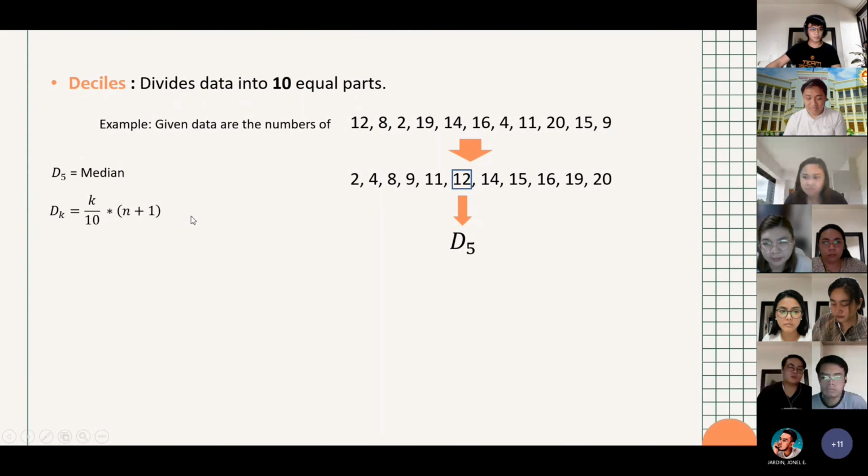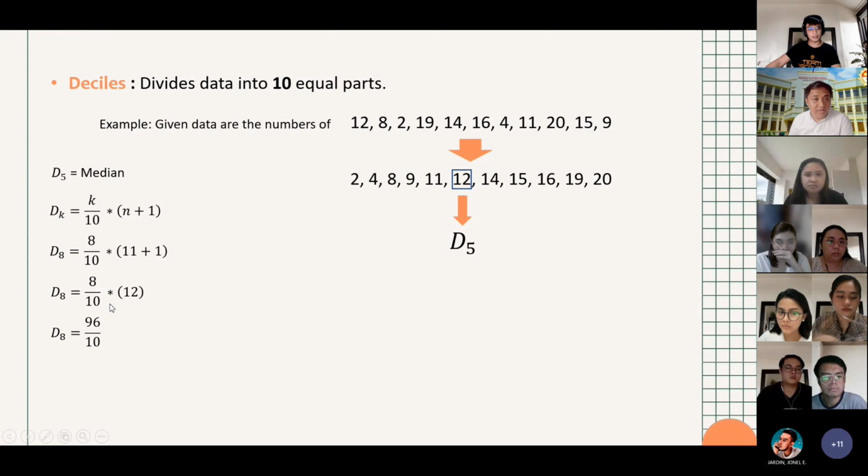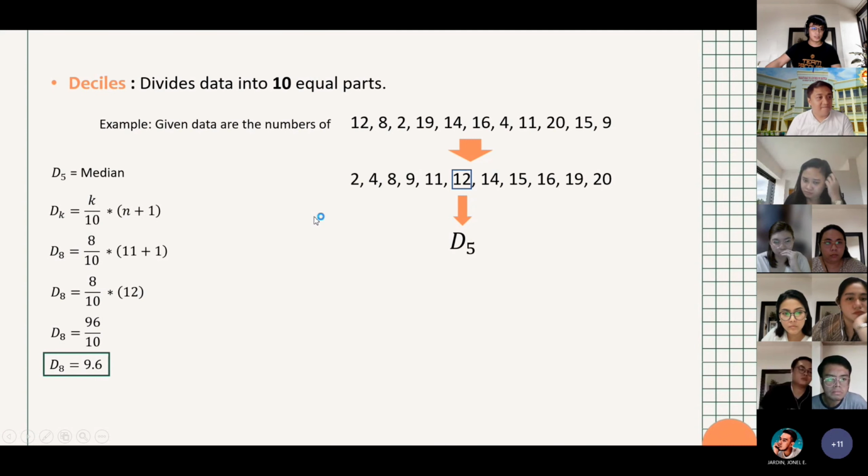So ganun pa rin to. So for example, ang gusto natin kunin is ang 8th decile. Gawin lang natin 8 over 10. Then same pa rin to, 11 plus 1 is equals to 12 times 8 divided by 10 is equals to 9.6. So now mayroon tayong decimal.